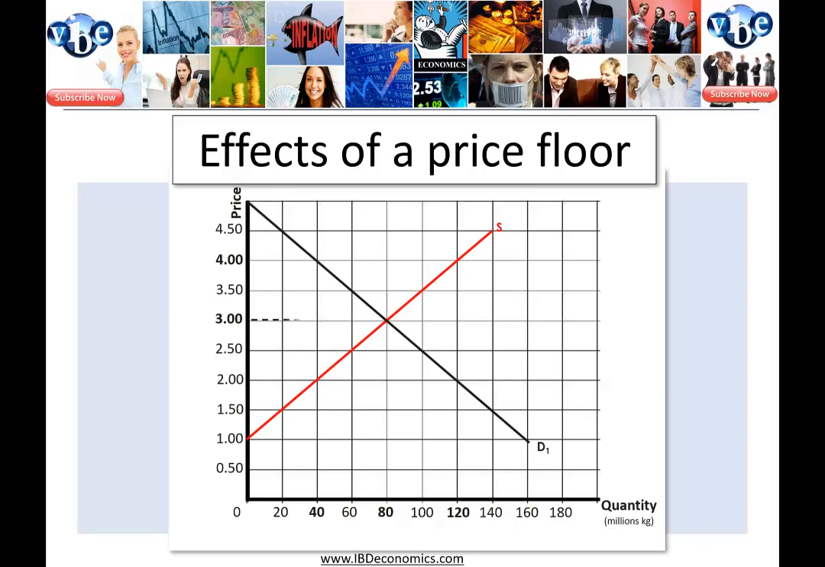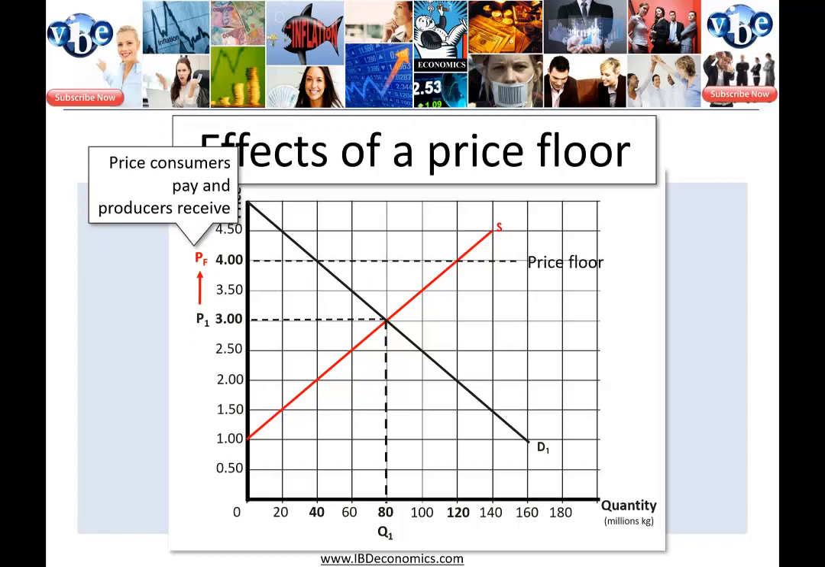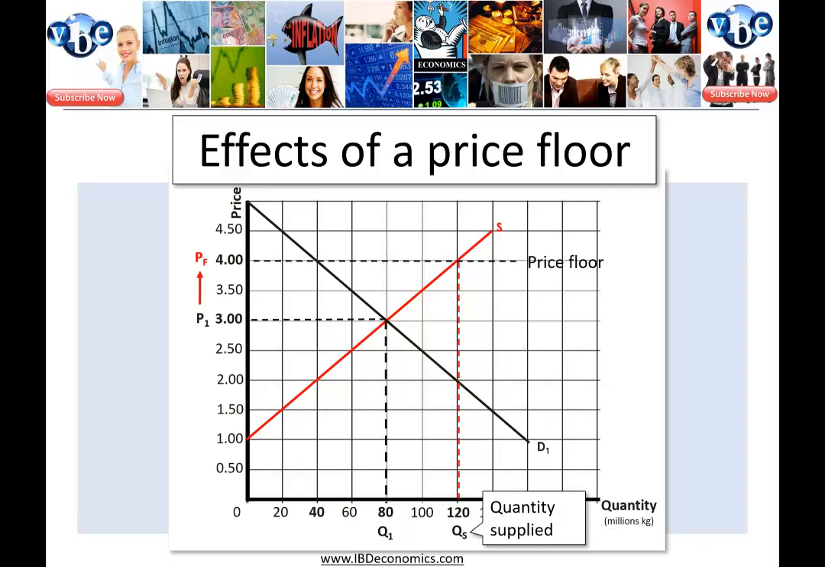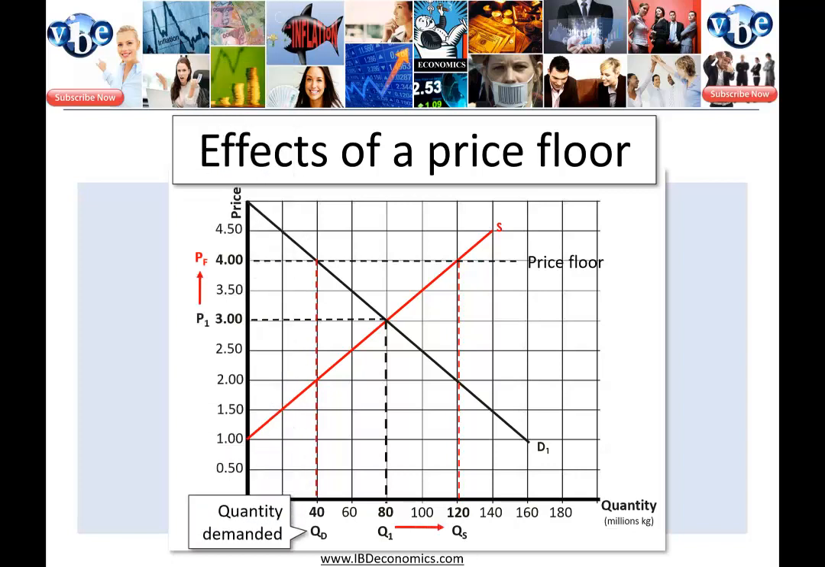So let's model the effects of a price floor. We can do this in terms of consumer and producer surpluses. So a new higher price is set in the market. Firms cannot charge below this. So this is the price consumers pay and the price that producers receive. Quantity supplied increases as the price increases, and quantity demanded decreases as the price increases.